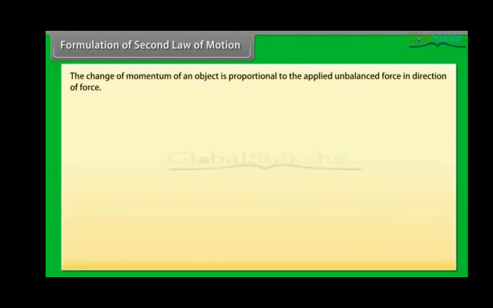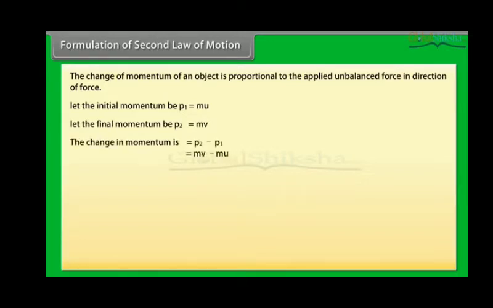The change of momentum of an object is proportional to the applied unbalanced force in the direction of the force. Let the initial momentum be P1, which is equal to mu. Let the final momentum be P2, which equals mv. The change in momentum is P2 minus P1, which equals mv minus mu.